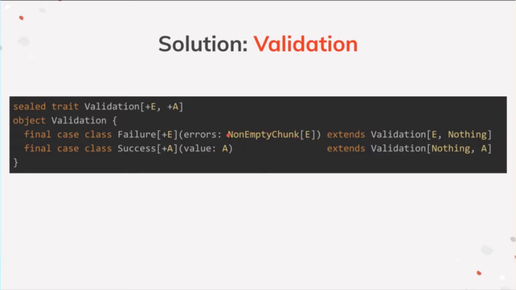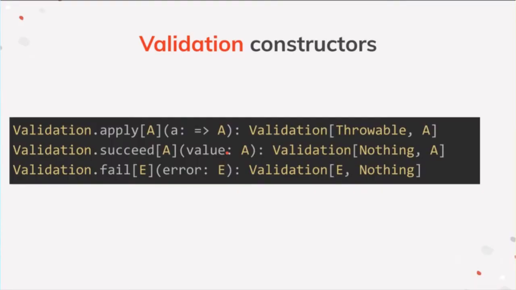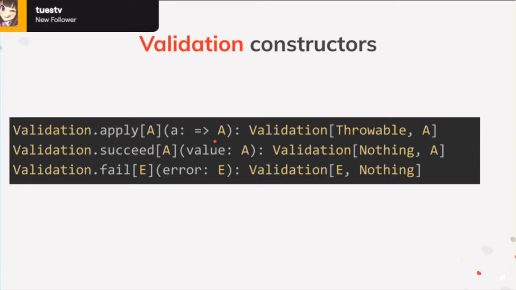And also we have the other case for failing a validation immediately. If we want to create a validation that immediately fails, we can provide an error of type E, and this will create a Validation of type E and a success type of Nothing, meaning it can't succeed. We also have constructors so we can convert Eithers and Options to Validation values, and we can also convert assertion values that come from the ZIO library to Validation types.